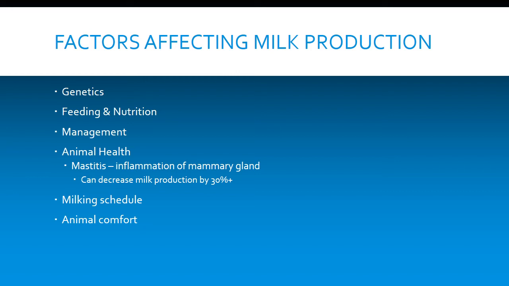If we move from 3 times a day milking to 4 times a day milking, we don't get another 10 to 15%, but there's about a 5% bump, maybe 8% that we can get. So the more times you remove milk, the more milk that female will make.